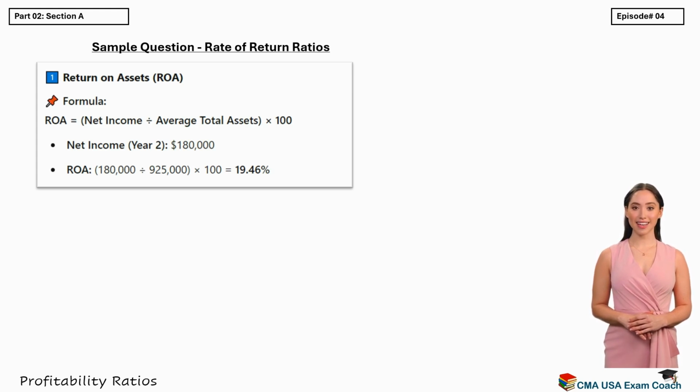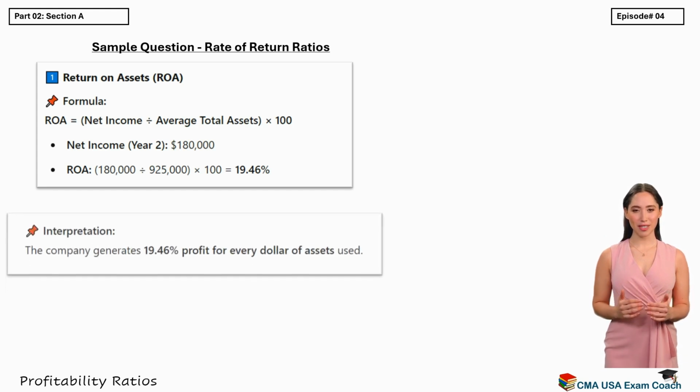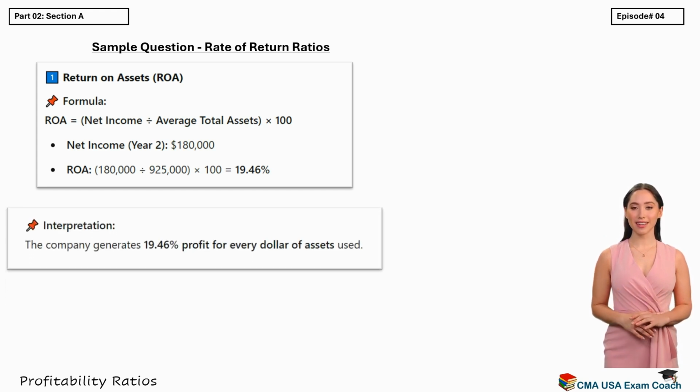Dividing $180,000 by $925,000 gives us 0.1946, or when we convert that into a percentage, we get 19.46%. This means the company is generating a return of 19.46% on its total assets. In other words, for every dollar invested in assets, the company is earning about 19.5 cents in profit. That's a strong indication of efficient asset utilization.